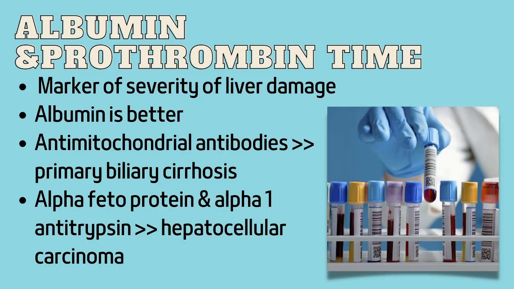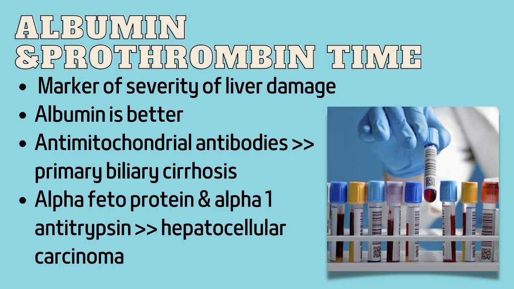In fact, for part two, about Child's criteria, where you have to check someone out before you do a portal systemic shunt on them for ascites and stuff like that, they apply Child's criteria to see what your prognosis is going to be. Albumin is one of the factors that determines the prognosis. There's only one autoantibody that's important: anti-mitochondrial antibodies in primary biliary cirrhosis. We'll talk about that this afternoon. And then, of course, tumor markers: alpha-fetoprotein is a marker for hepatocellular carcinoma.